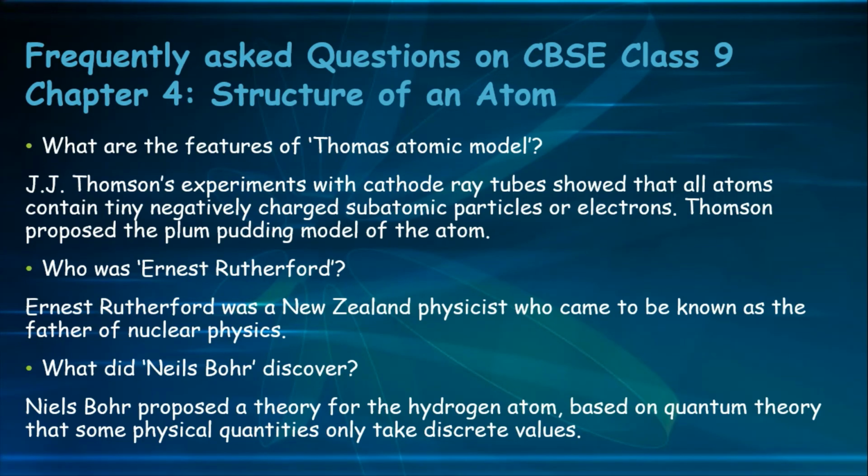First is, what are the features of Thomson's atomic model? J.J. Thomson's experiments with the cathode ray tube showed that all atoms contain tiny negatively charged subatomic particles or electrons. Thomson proposed the plum pudding model of the atom, also called the watermelon model. Who was Ernest Rutherford? Ernest Rutherford was a New Zealand physicist who came to be known as the father of nuclear physics. And what did Niels Bohr discover? Niels Bohr discovered a theory for the hydrogen atom based on quantum theory, that some physical quantities only take discrete values.